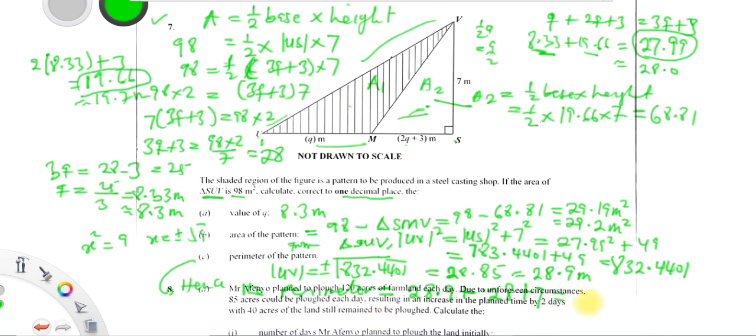Let me write it here clearly for you to see. 28.9 is what we got, then plus 28 or 27.99, whatever, you get the same answer. So 28.0 plus 7.0, and you get 63.9. Don't forget that it is in meters. So this is the perimeter. This is question number C.